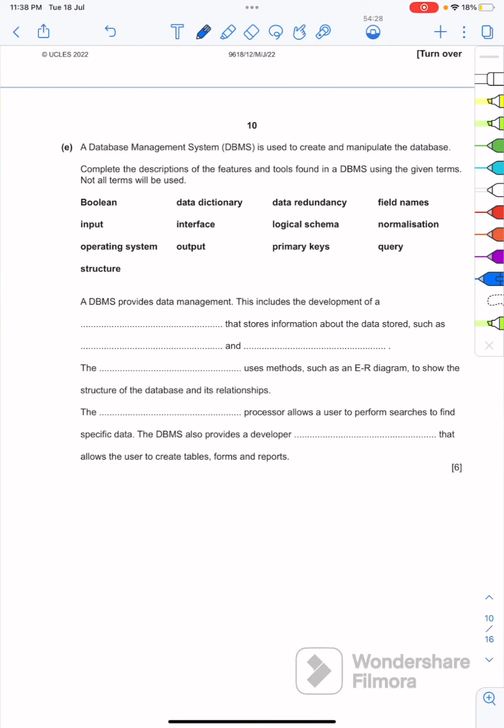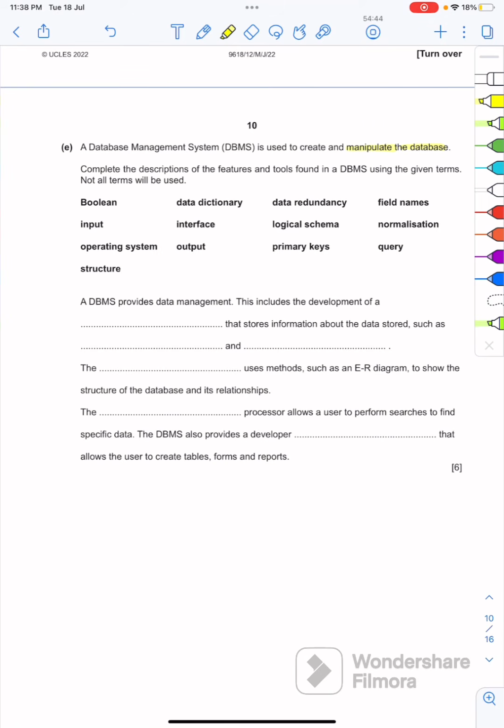So part E. A database management system is used to create and manipulate the database. Complete the descriptions of the features and tools found in a DBMS using the given terms. Not all terms will be used. A DBMS provides data management. This includes development of a blank, term blank, blank.